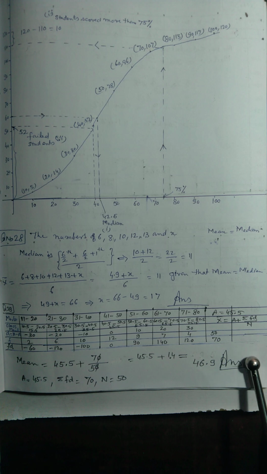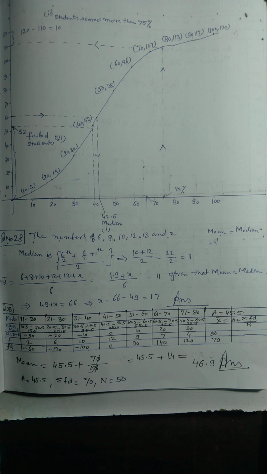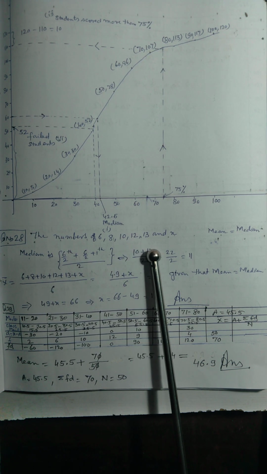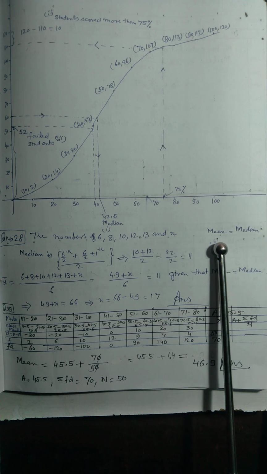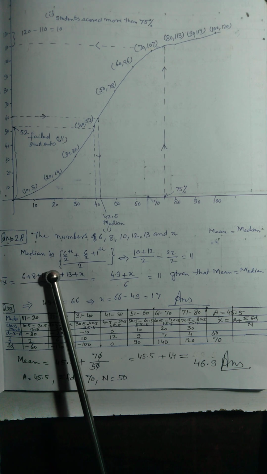Now come to question number 28. The numbers 6, 8, 10, 12, 13 and x are arranged in ascending order. If the mean of the observations is equal to the median, find the value of x. Now see, the numbers given here are 6, 8, 10, 12, 13 and x. Here the condition is mean is equal to median. So find out the median here first.